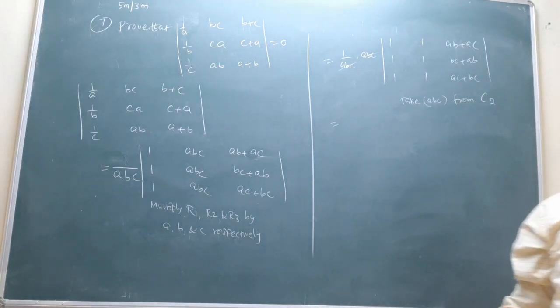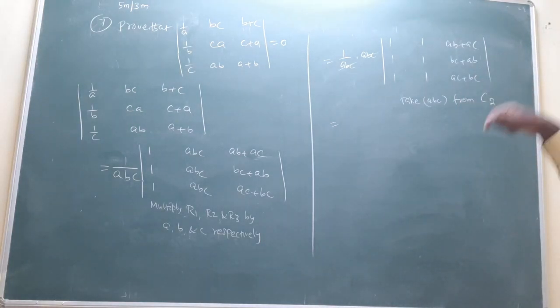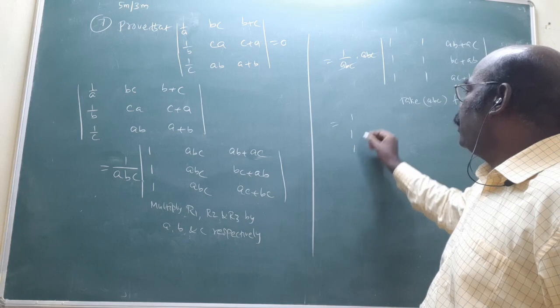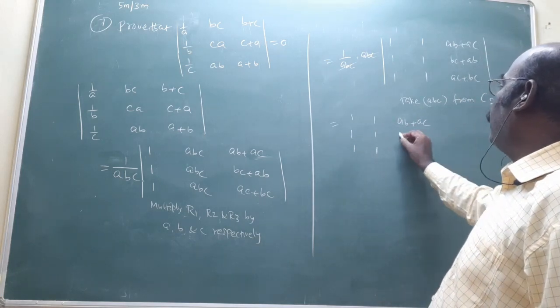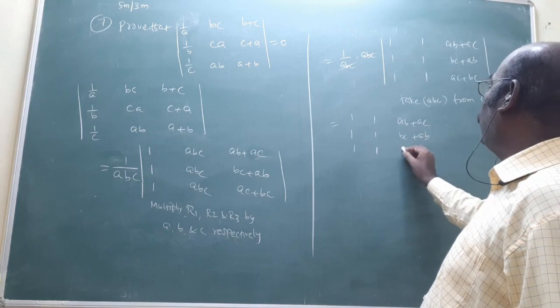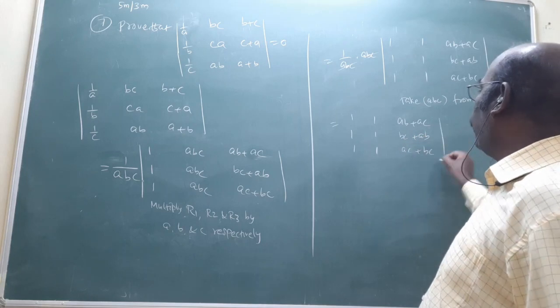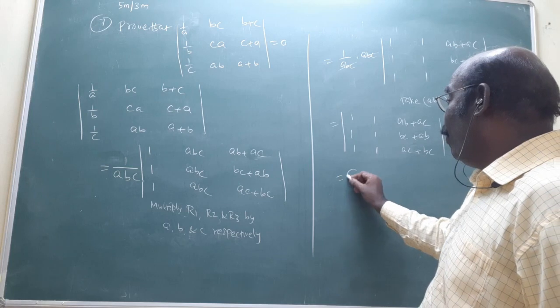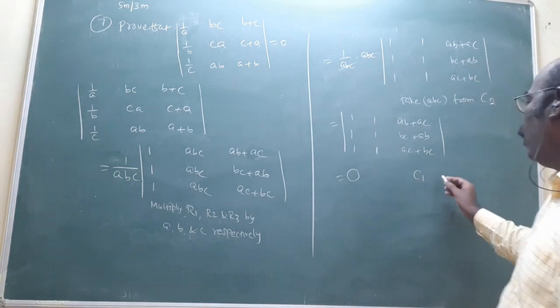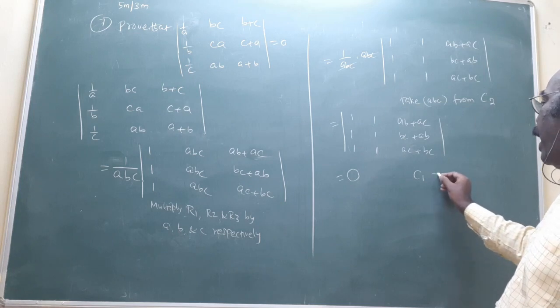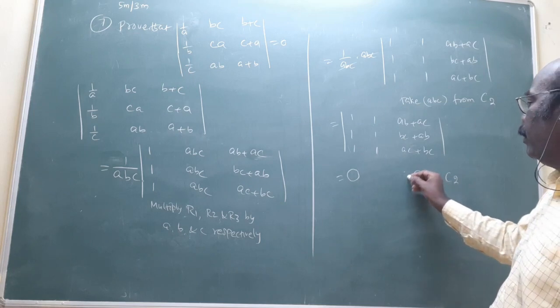What is the remaining term? This is 1, 1, 1. Here also 1, 1, 1. AB plus AC, then BC plus AB, then AC plus BC. That is 0. What is the reason? Column 1 and column 2 are identical. This symbol, that is the answer.